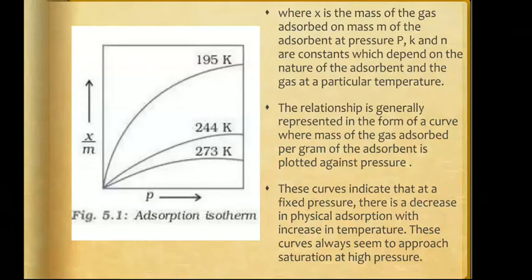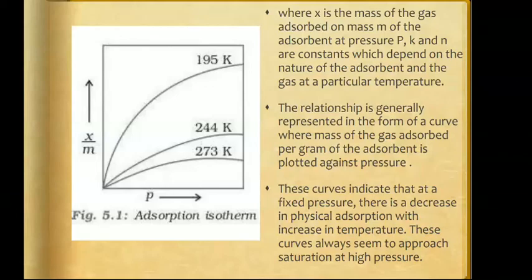Here in the graph, we have shown the adsorption isotherm where x upon m is plotted on the y-axis and pressure is plotted on the x-axis. Here x means the mass of the gas adsorbed and m is the mass of the adsorbent. P stands for the pressure. Three different graphs have been plotted: first at 273 Kelvin, second at 244 Kelvin and third at 195 Kelvin.